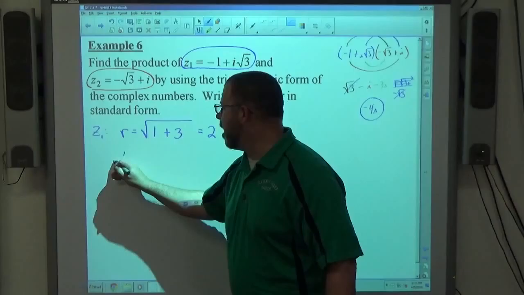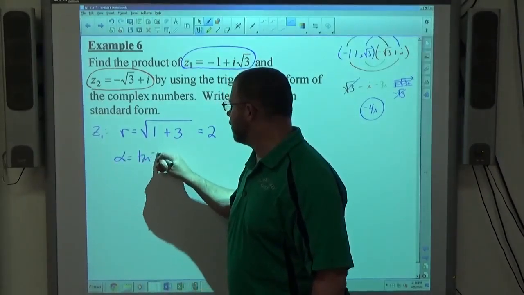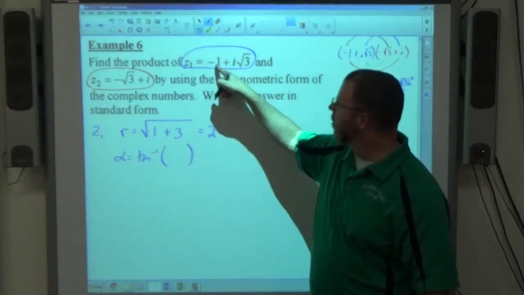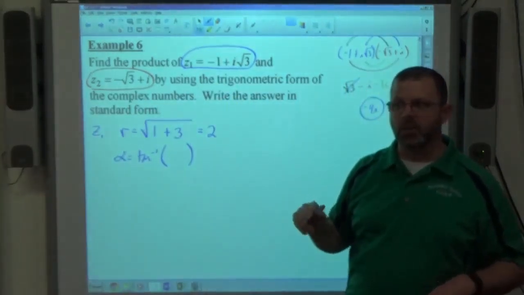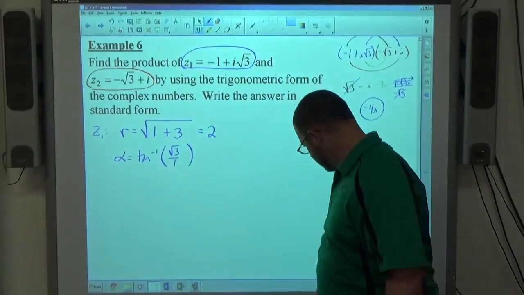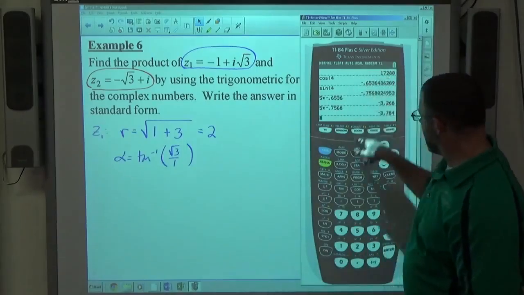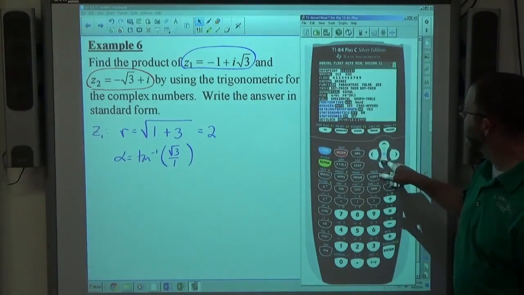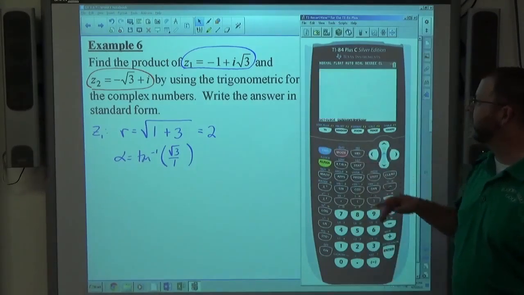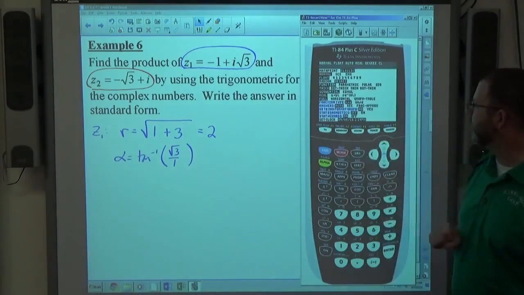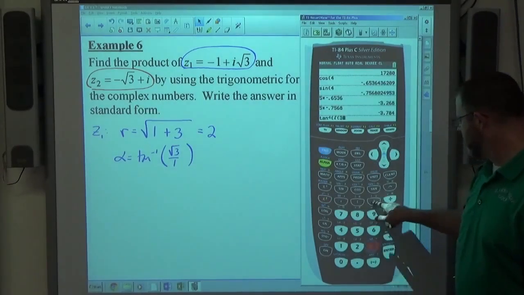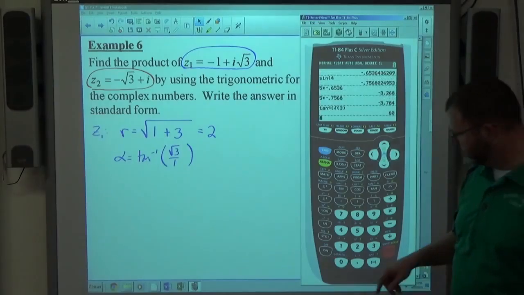Step 2, we find alpha. Alpha is the inverse tangent of the imaginary over the real. Again, absolute value bars, so minus signs don't matter, and don't include the I in this process. So square root of 3 over 1. If you use a calculator to do that, I want to be in degrees here. Unless they specifically tell me to use radians, I like to use degrees on these. So I'm going to do inverse tangent of the square root of 3. That comes out to 60 degrees.